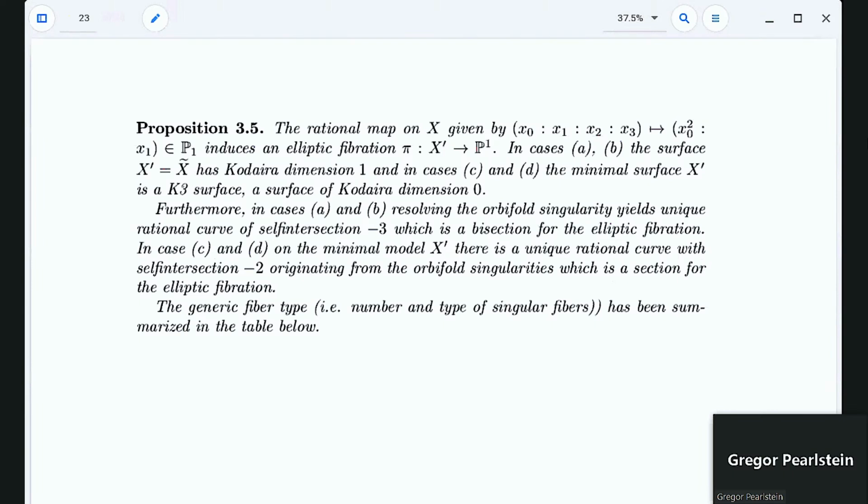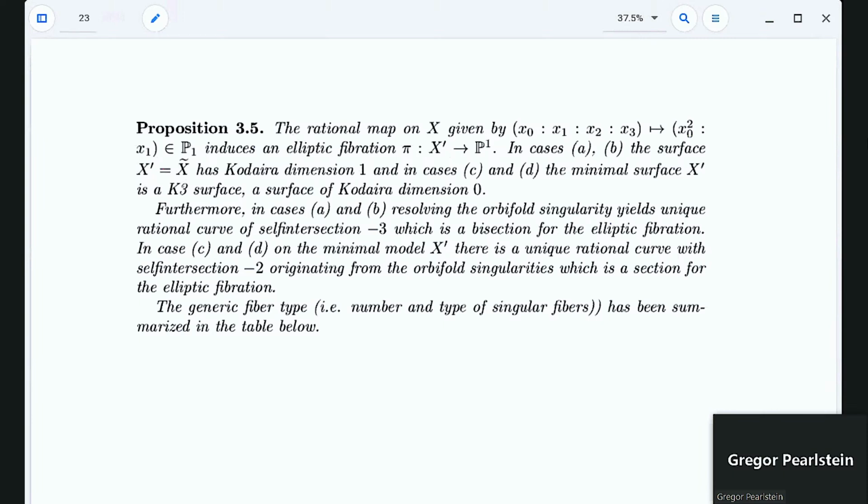Now the next thing that we want to do: I said they're elliptic surfaces, so you have to do some work here. Back in the ambient weighted projective space, you just have this map (x0, x1, x2, x3) goes to (x0^2, x1), and of course that P1 should have the weights up there. So that induces an elliptic fibration from the minimal model to P1. There'll be some point where this map is not defined, because it only depends on these first two coordinates. But when you go to the minimal model, there is actually a well-defined elliptic fibration. And so in cases A and B, as promised, this surface has Kodaira dimension 1. And in cases C and D, the minimal surface, the K3 surface of course, has Kodaira dimension 0.